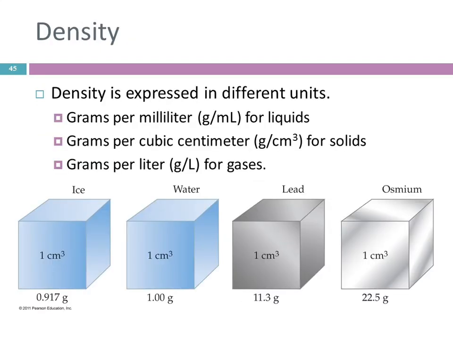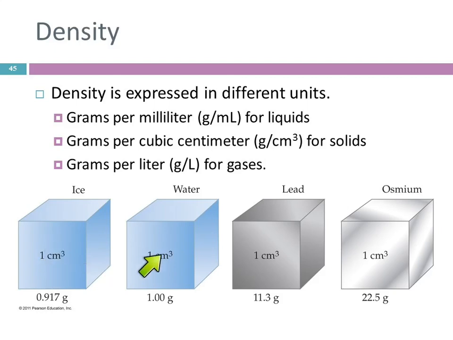We can express density in different units. Grams per milliliter is frequently used for liquids, because the volume is measured in milliliters. Grams per cubic centimeter is the common unit for solids, because you think of a rectangular solid, you're measuring the sides in centimeters and cubing it. And gases are much less dense than liquids and solids, and so we tend to use grams per liter.